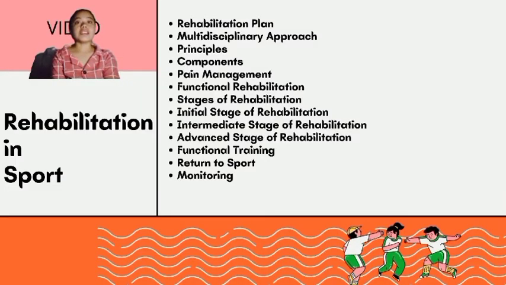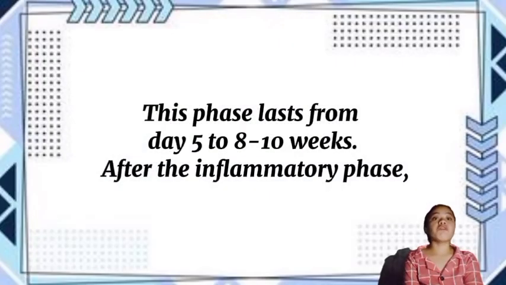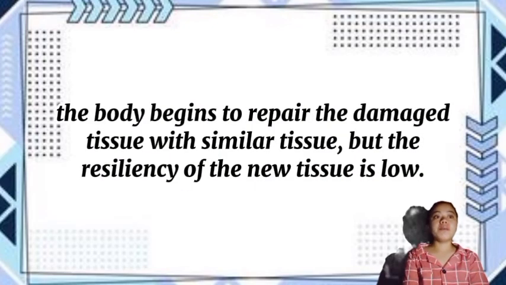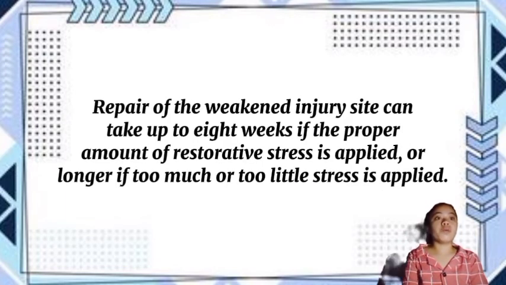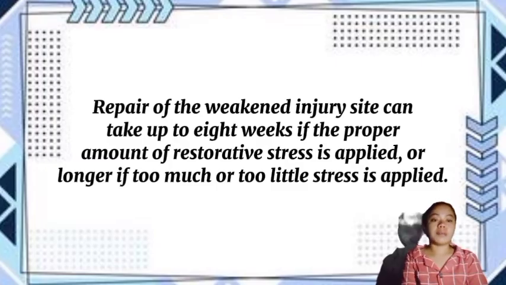The next one is the intermediate stage of rehabilitation. This phase lasts from 5 to 8 to 10 weeks after the inflammatory phase. The body begins to repair the damaged tissues with similar tissue, but the resilience of the new tissue is low. Repair of the weakened injury site can take up to 8 weeks if the proper amount of restorative stress is applied, or longer if too much or too little stress is applied.